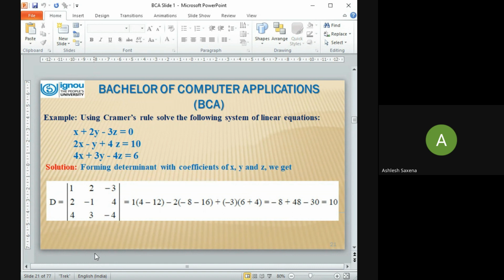How did you get 10? I said put x equal to 2, y equal to 2, and z equal to 2 in equation number 3.